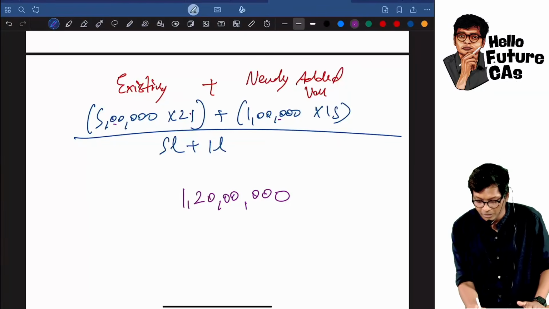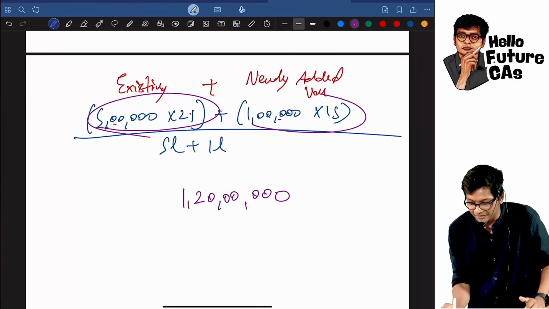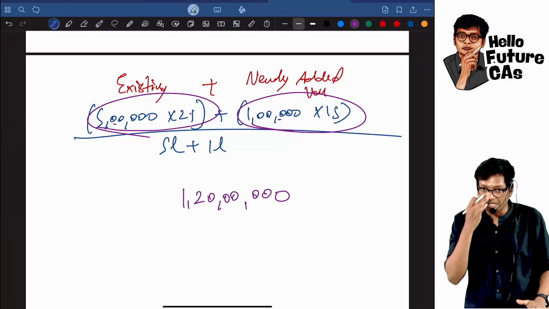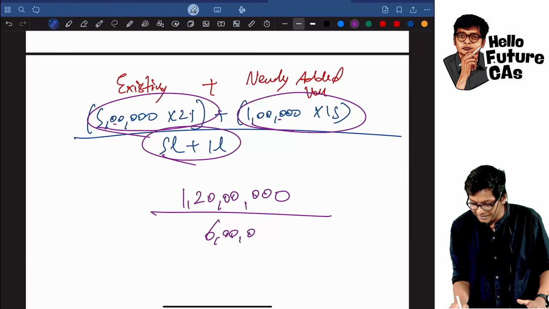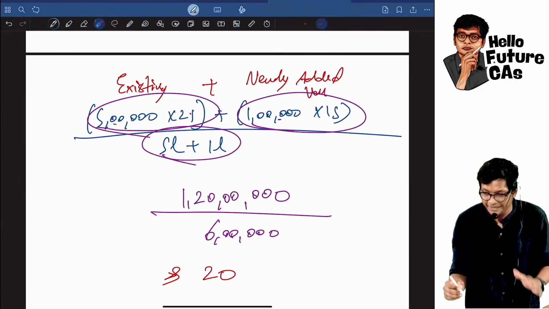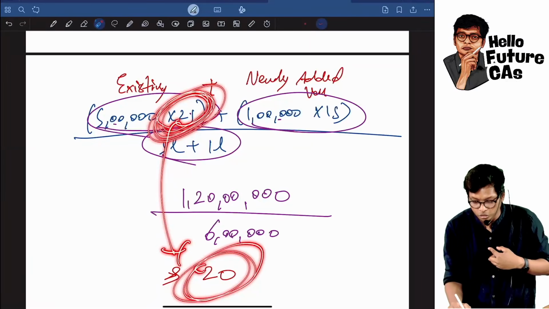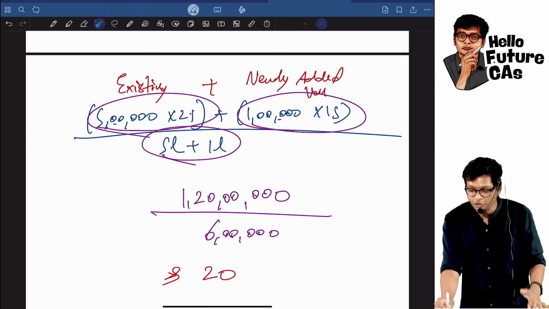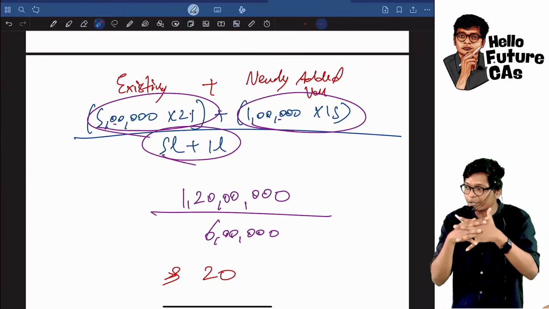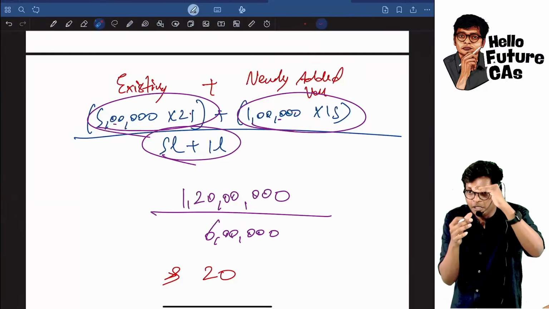You just have to do existing, what is the value? 5 lakh shares into 21. What is the new shares? 1 lakh into 15. Divided by existing plus new, divided by 6 lakhs. Now what is the share price? Excellent. Share price which was 21 dropped to 20. Why it dropped? Because you gave something for 15. It's an average. Something at 21, you infused the new value at 15, so it dropped to 20.